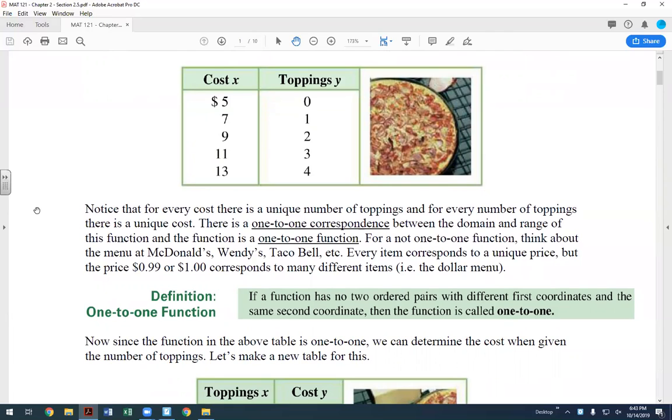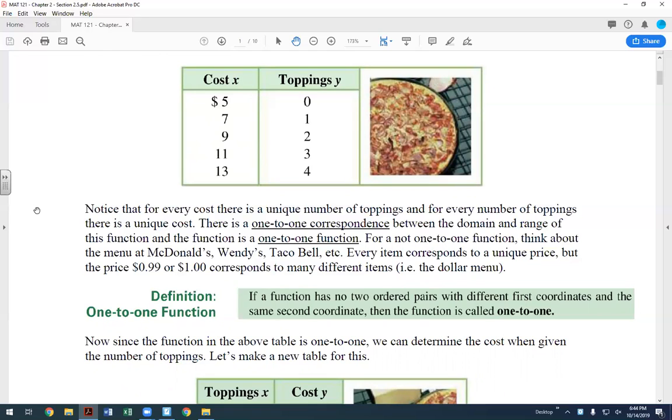So it's not like I can pay $13 and I can either get 4 toppings or 5 toppings, right? At $13, I'm only going to get 4 toppings. If I want 5 toppings, I got to pay $2 more, right? It's got to be $15 then. That's the unique relationship we're talking about. There's no repetition happening in the sense of for the same x, there's no 2 different y's. For the same y value, there's no 2 different x.